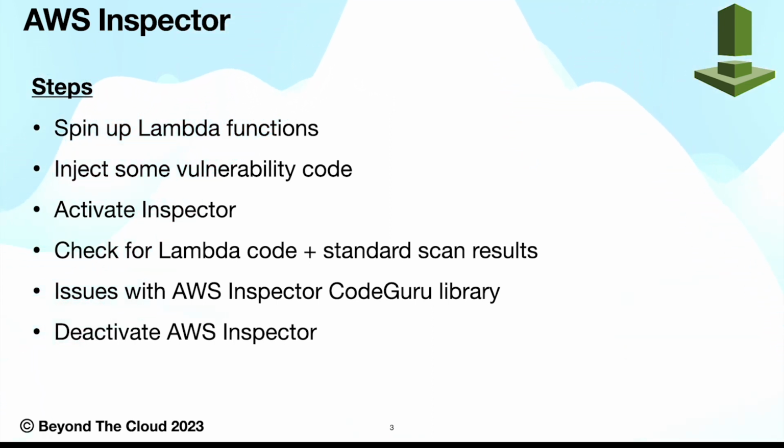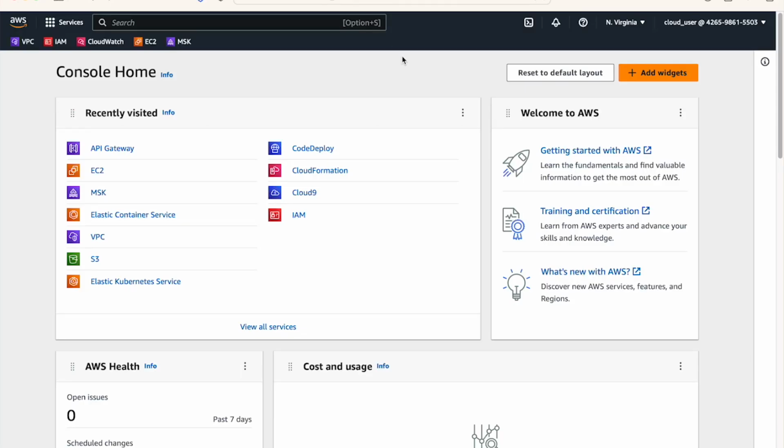Now let's go to the AWS Management Console and get our hands dirty. Okay, so right now I'm inside my AWS Management Console, and as per the first step, we will spin up a couple of Lambda functions. I will spin up the Lambda functions first with the vulnerability code. Then we will go through all the Lambda functions one by one, and I will compare them with the CodeGuru documentation that AWS refers to for checking the vulnerabilities, and show you where the CodeGuru library is detecting the vulnerabilities, and Inspector should detect the vulnerabilities.